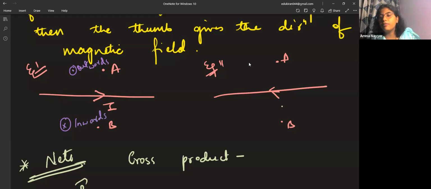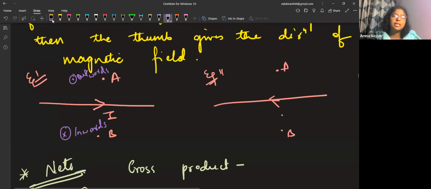Now all of you tell me for point A, in this example 2, inwards or outwards according to you. This is the direction of current towards the left. Point A I am asking. All of you in the chat column should reply.